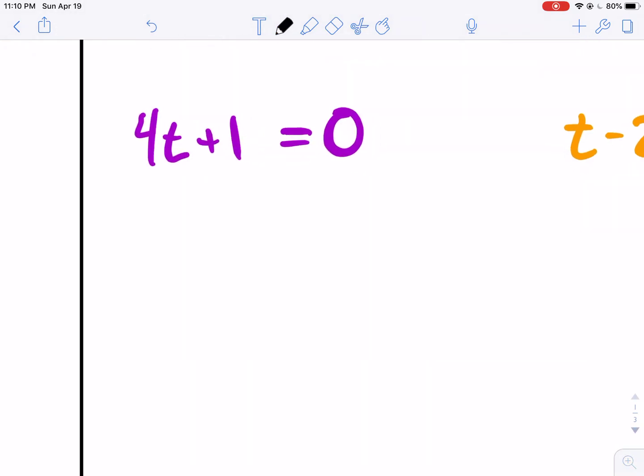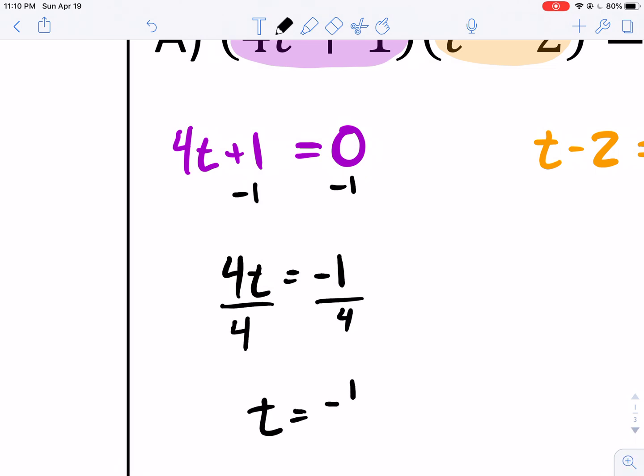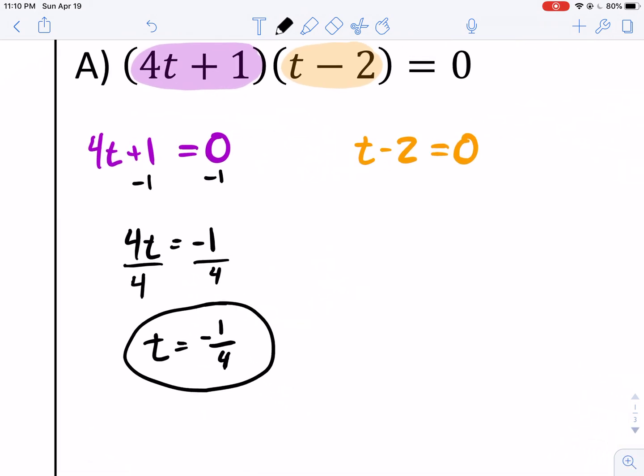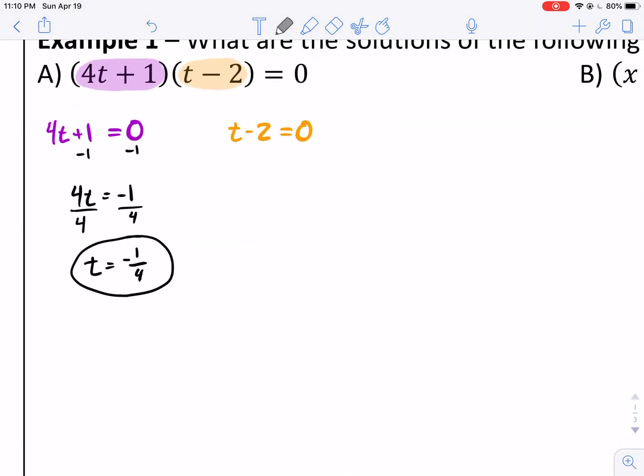So if this is equal to 0, well, then we minus 1 from each side. 4t equals negative 1. And we can divide by 4, divide by 4. So t equals negative 1/4. Let's see if that's true. So if t is equal to negative 1/4, that gives us 4 times negative 1/4 plus 1 times negative 1/4 minus 2 equals 0. You want to figure out if that's right.